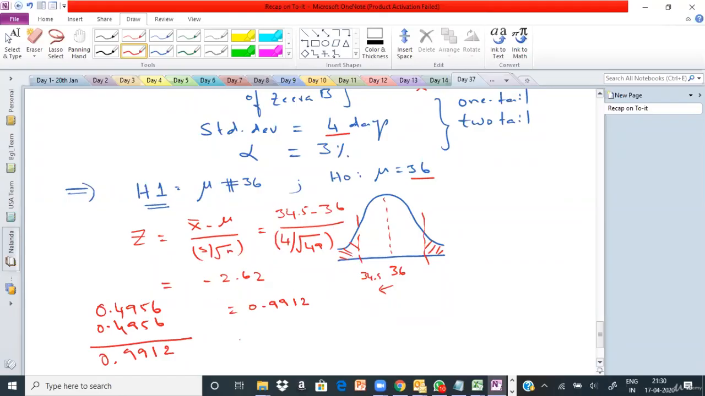So your p-value is nothing but 1 minus this value, 0.9912. Whatever value you are getting out of here is your p-value, which is 0.0088.